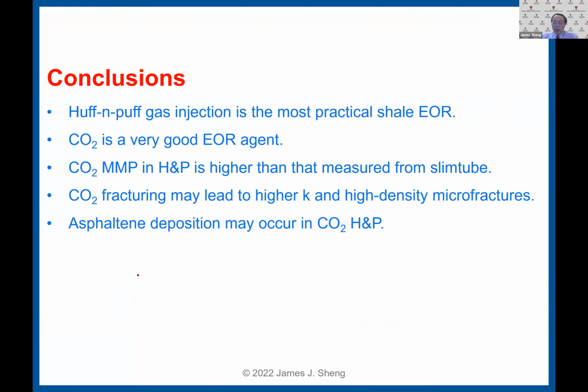Finally, let me conclude with some key points you could take from this presentation. First, the huff-n-puff gas injection is the most practical EOR method, especially for shale, very tight reservoirs. And CO2 is a very good EOR agent.